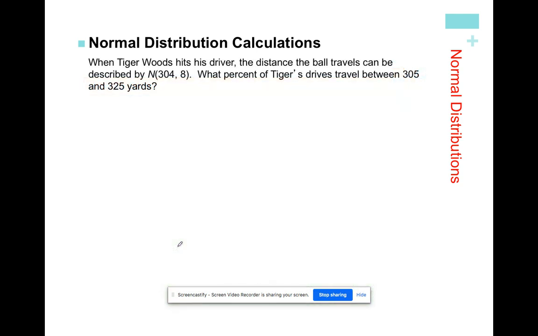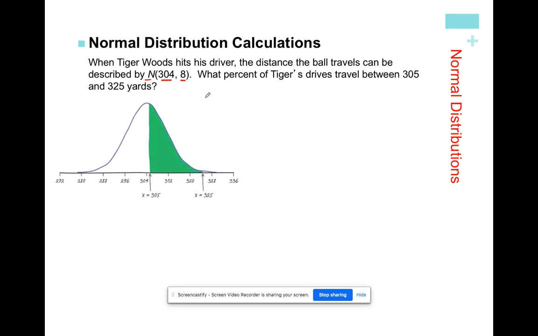So here's an example that deals with an x value. Here they're talking about Tiger Woods. It says that his balls travel with a normal distribution, mean of 304, standard deviation of 8. And we want to figure out what percent of his drives travel between 305 and 325. So that's really our state step, just restating that question in terms of x.